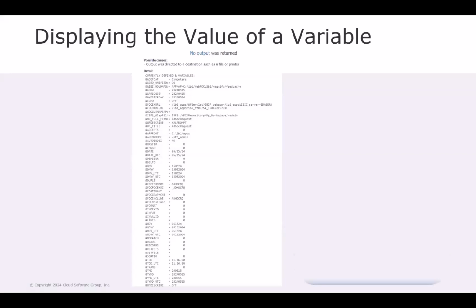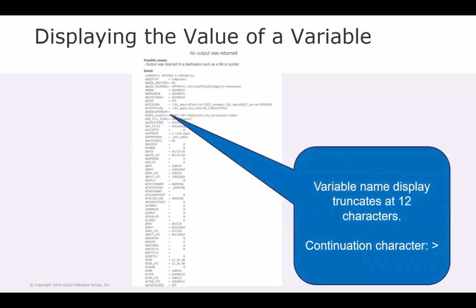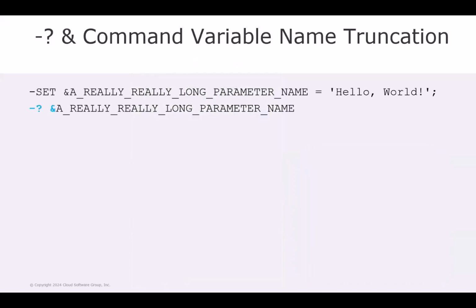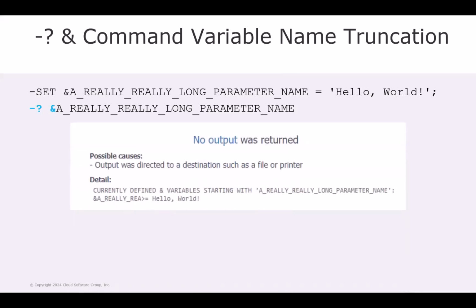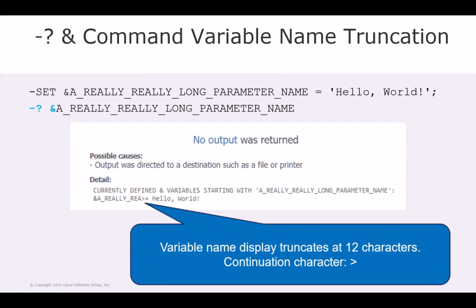I know there's a lot there, but what I wanted to showcase is any variables that are greater than 12 characters will actually be truncated and they'll have a little caret. So what if I have something like this, where I did a -SET of &, a really, really long parameter name, and I said, hello world. We all know hello world, right? And then I decide to display it with a -?& of that parameter name. What's my output? Well, you see it truncates the & variable to 12 characters.